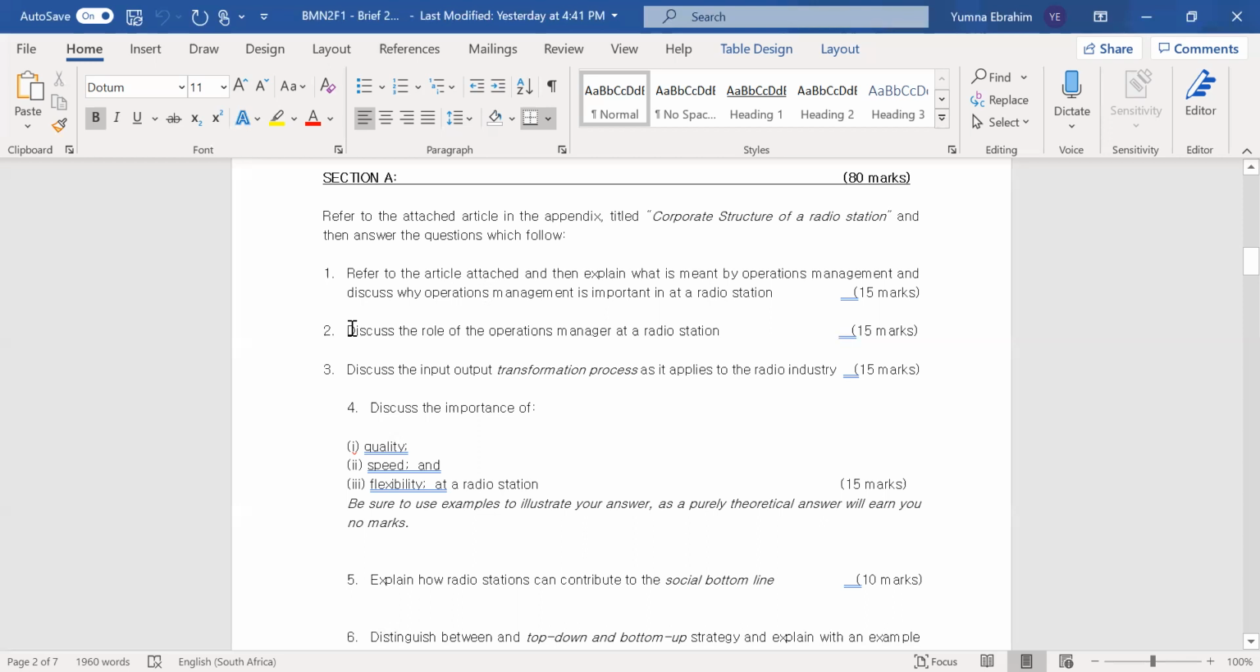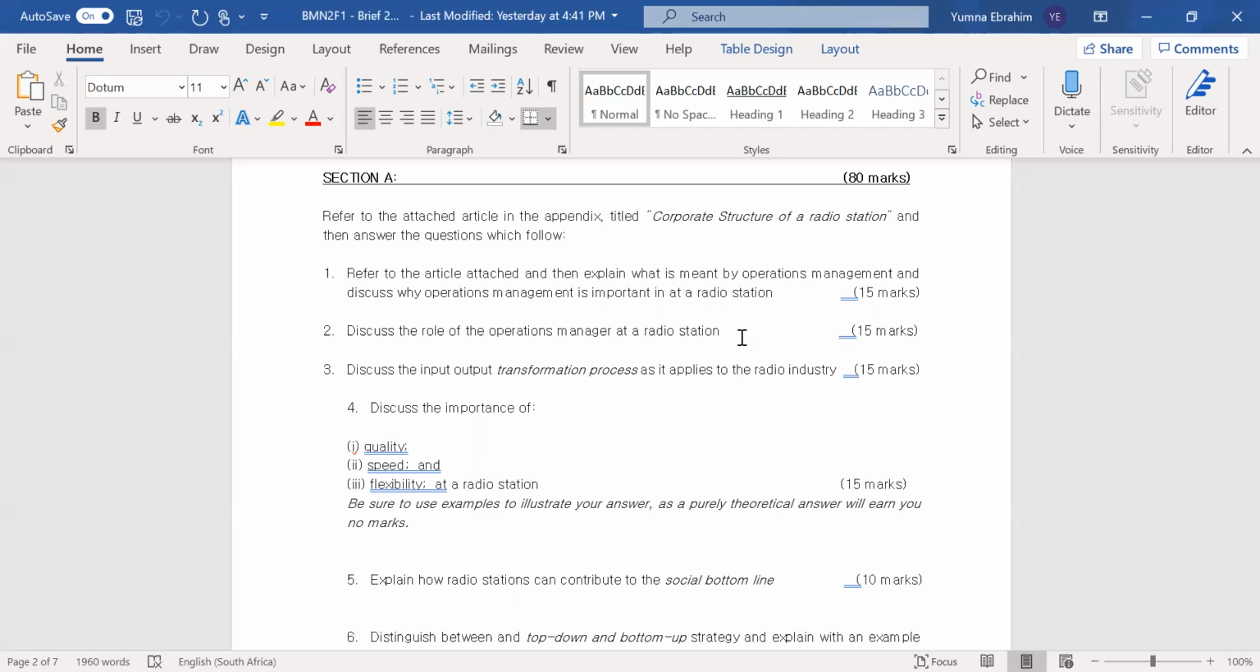Right, then question 2 says, discuss the role of the operations manager. Here you can do a little bit more research. If you know somebody at Boston, a radio station, or people at other radio stations, or you can just Google the different radio stations, and they probably have profiles of the radio station manager. So now, what is the role of the operations manager?